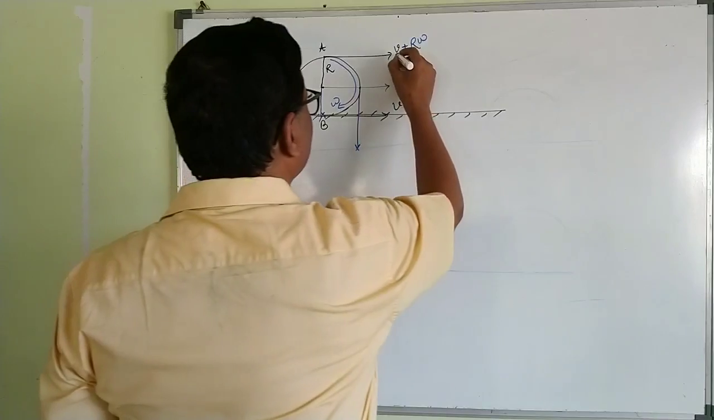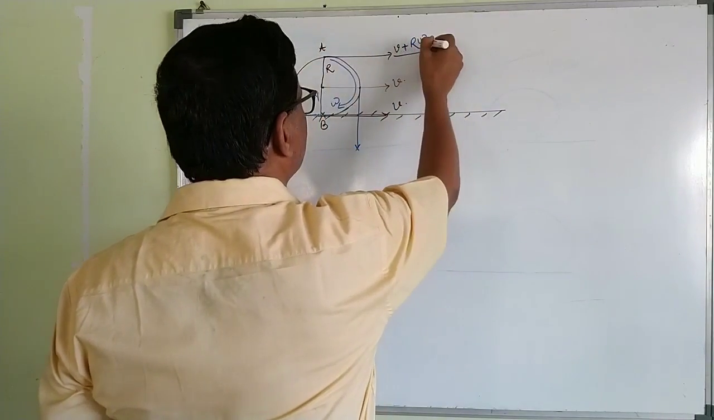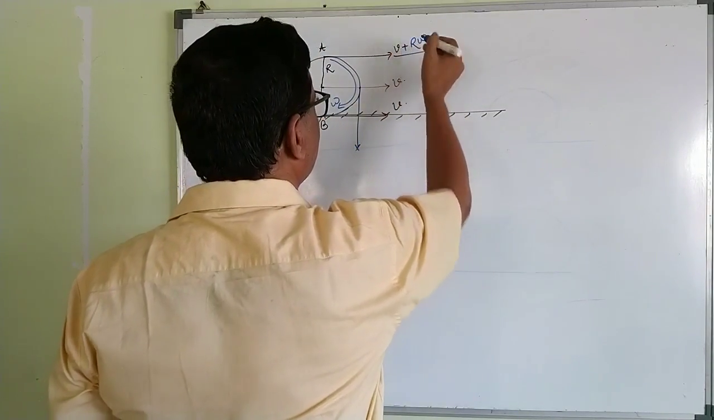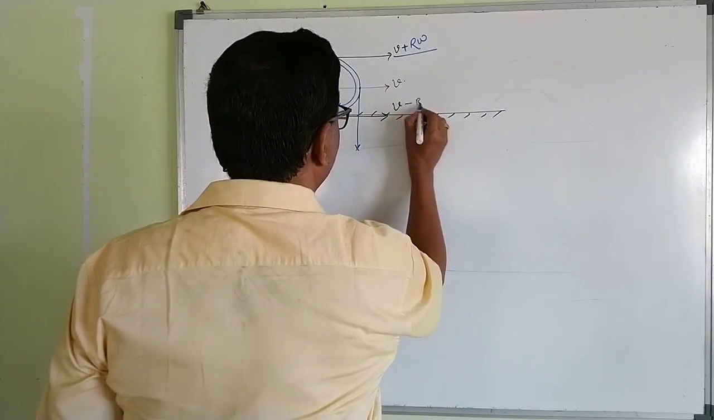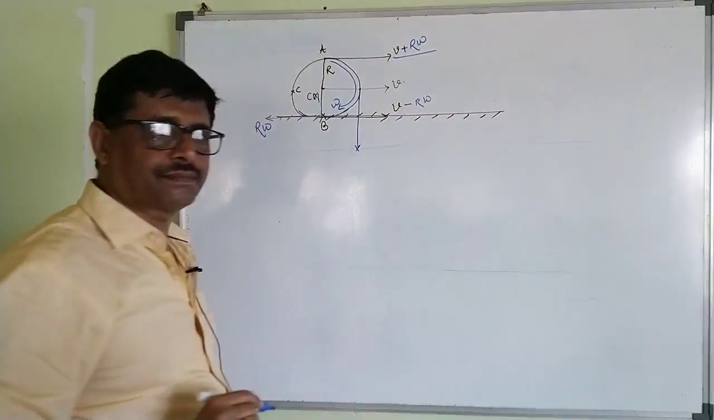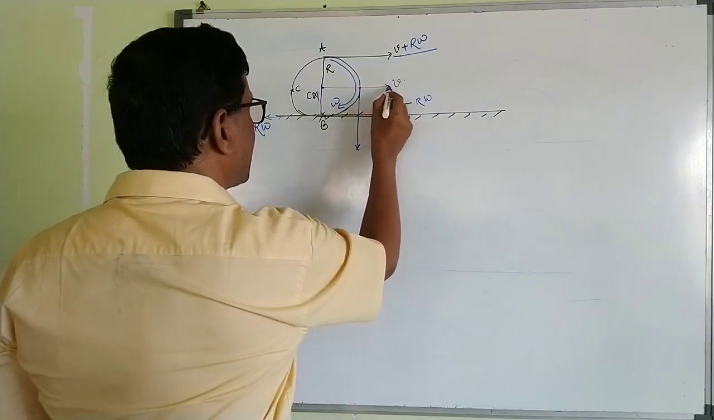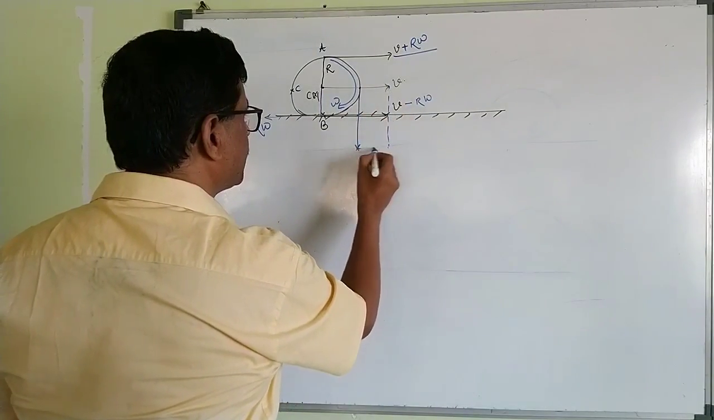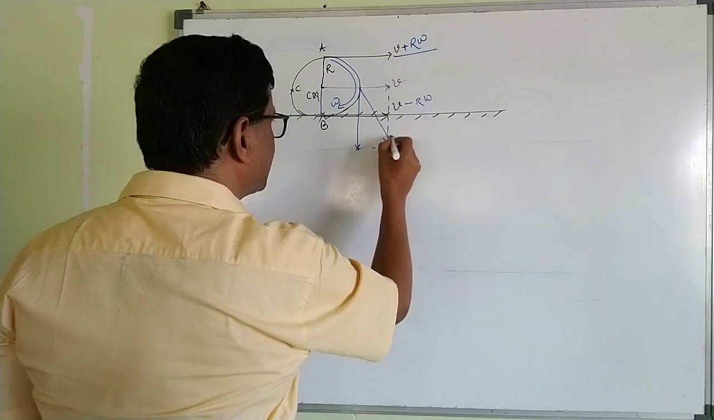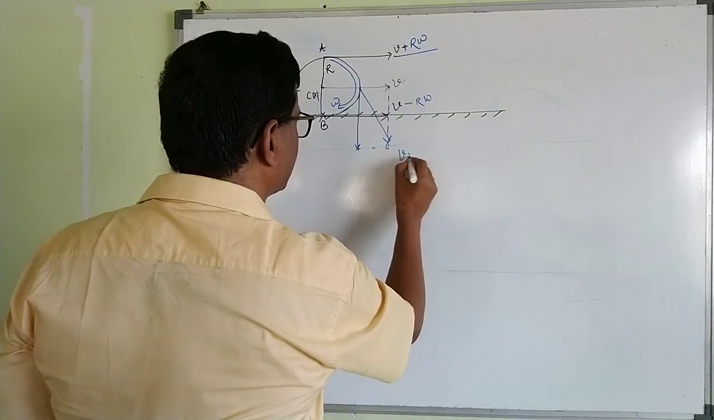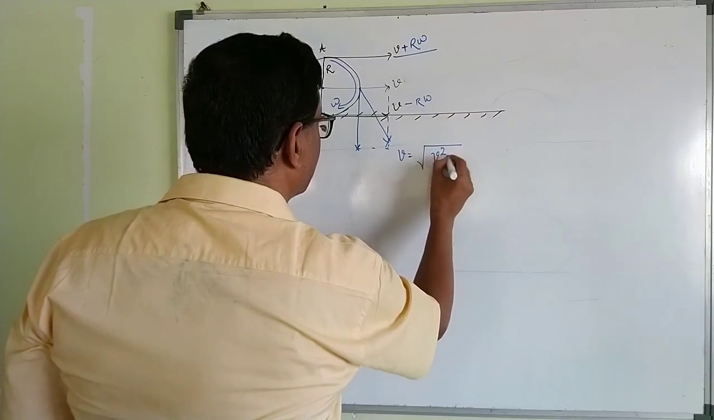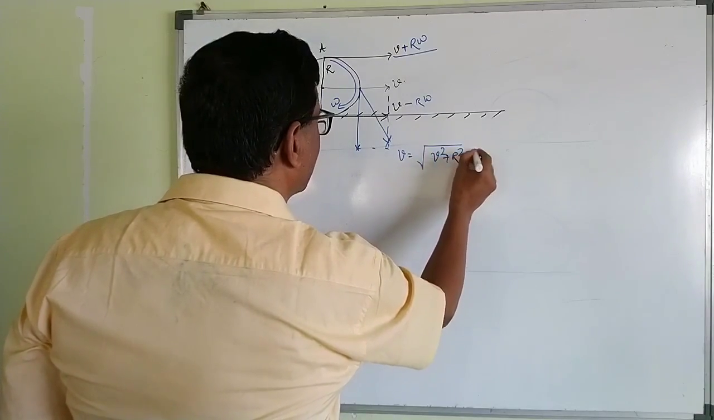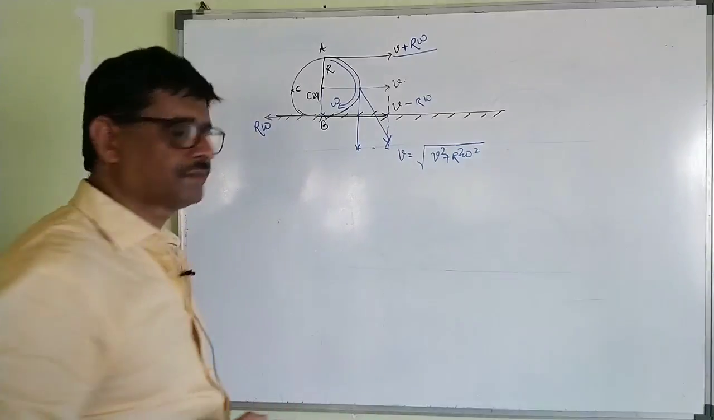Now the total in this case, as V and tangential velocity are in the same direction, it is V plus r omega, and as these two are in opposite direction, it is V minus r omega. And for this I have to complete a parallelogram, and this will be the total velocity. It is under root of V square plus r square omega square. This is the vector addition.